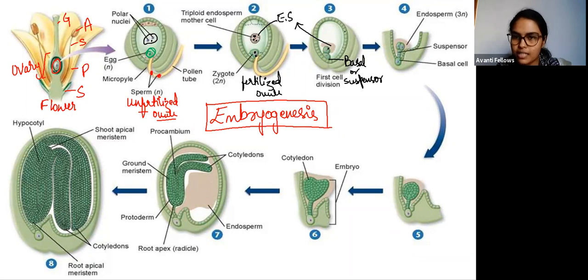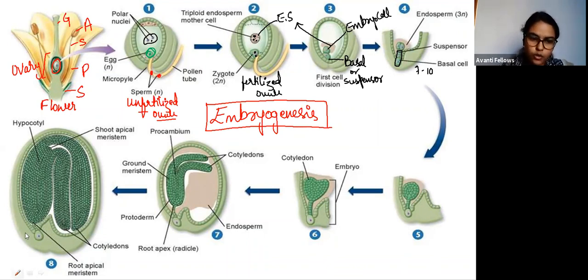And this upper cell, what is this? This is called the embryo cell, or also called the terminal cell. Okay? Now look, these entire cells are the suspensor cells. Yesterday we studied that they range from 7 to 10 in number. But the last topmost cell is the haustorium, right? The haustorium helps in absorbing nutrition.